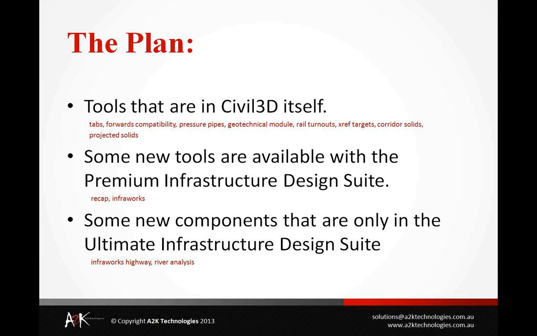So the plan is this: have a look at the tools that are in Civil3D itself. So there's tabs up the top, forwards and backwards compatibility, pressure pipes, there's a few things been added in there, the Geotechnical Model, rail turnouts, xref targets for corridors, corridor solids can be produced, and there's some projected solids changes to cross sections as well.